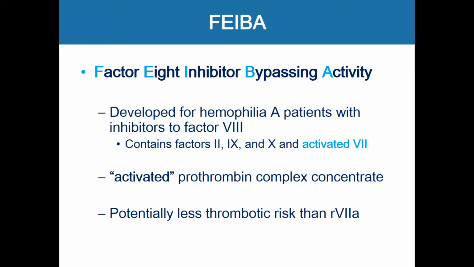FEBA is a prothrombin complex concentrate, but it is an activated prothrombin complex concentrate. FEBA actually stands for Factor 8 Inhibitor Bypassing Activity. It was initially developed long before recombinant technology existed for hemophilia A patients who had developed inhibitors to factor 8. It contains factors 2, 9, and 10, and it contains activated factor 7, just like recombinant factor 7A or Novo-7. It is an activated prothrombin complex concentrate. There is debate about whether or not it is less thrombotic than recombinant 7A.